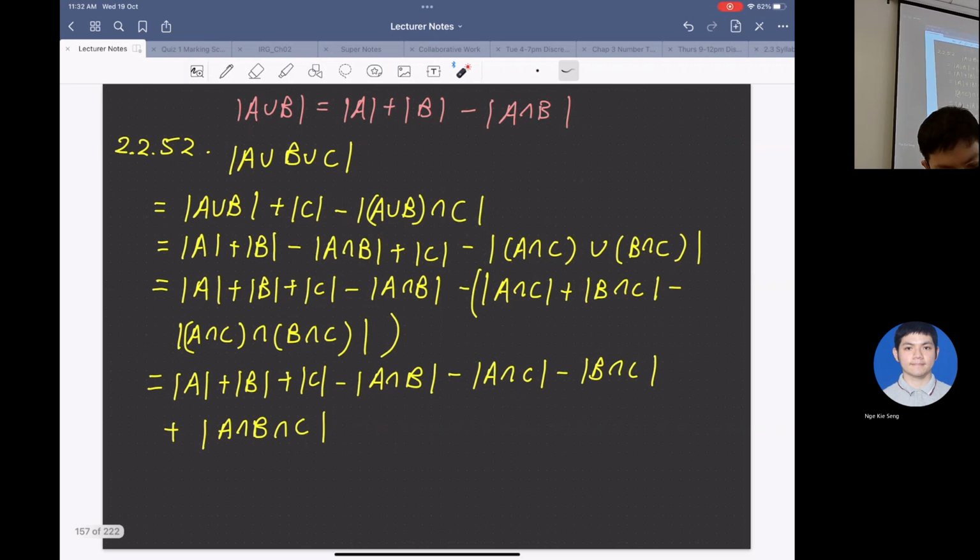Okay, so similarly you can extend this to a 4 union, and then keep going, 5 union, 6 union, and then keep going.